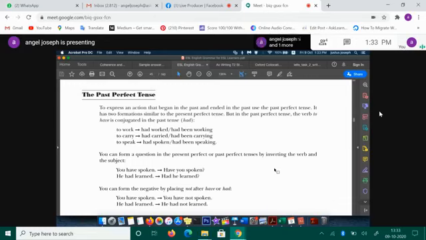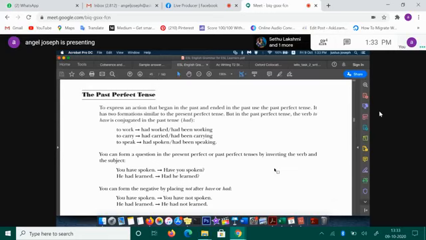Today we will be looking into perfect tense, or we'll be continuing with verbs and tenses. And in the last class, we had discussed present perfect. Today we will be discussing past perfect, and possibly, if we can, we will also continue with future tense. All right.